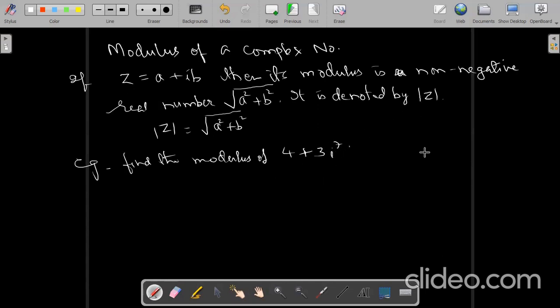So first we have to solve iota raised to power 7. As you know, iota raised to power 7 we can write as iota square, iota cube, 4, 5, 6, 7. And iota square is -1, again -1, and iota cube is minus iota, as you know. So 3 times negative, so minus iota. So 4 minus 3 iota. So therefore the given number is 4 minus 3 iota.